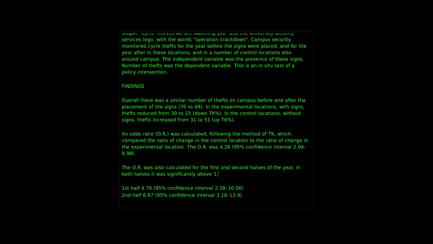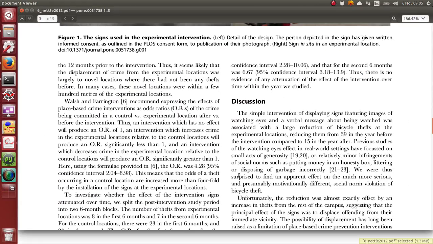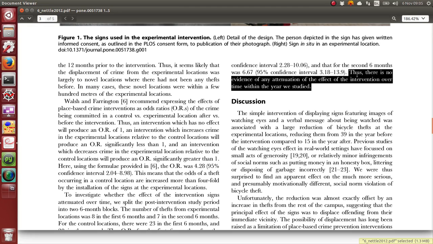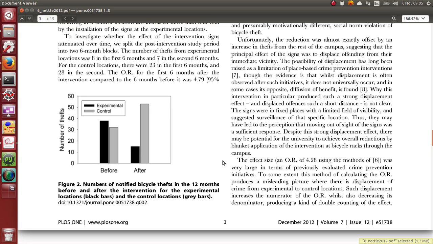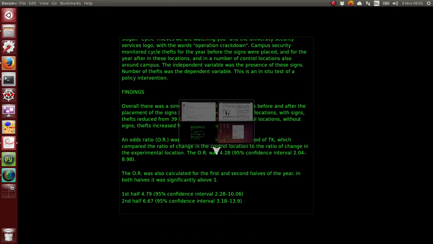So that's definitely true. They say there is no evidence of any attenuation of the effect. What they say is that there's no evidence that these two odds ratios are different. But they don't test that directly, do they? They just say that they're both significantly above 1. Okay, so that's a bit of a grey area.